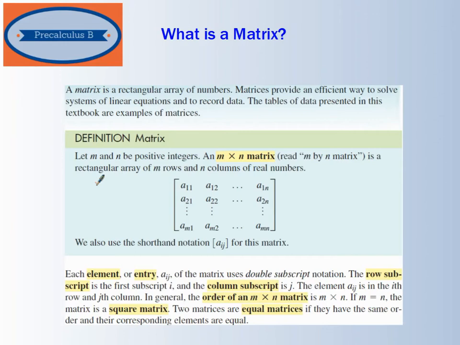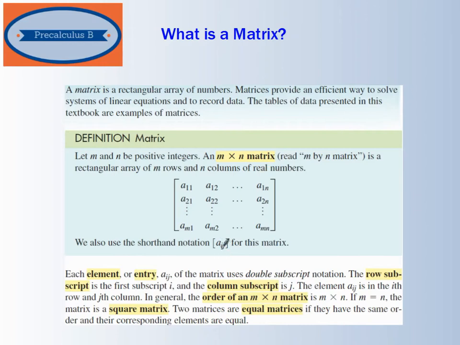So the definition of a matrix, all right, well, if we let m and n be positive integers, then an m by n matrix, and that's how you read it, is a rectangular array of m rows and n columns of real numbers. We use what's called the shorthand notation a sub ij for this matrix.